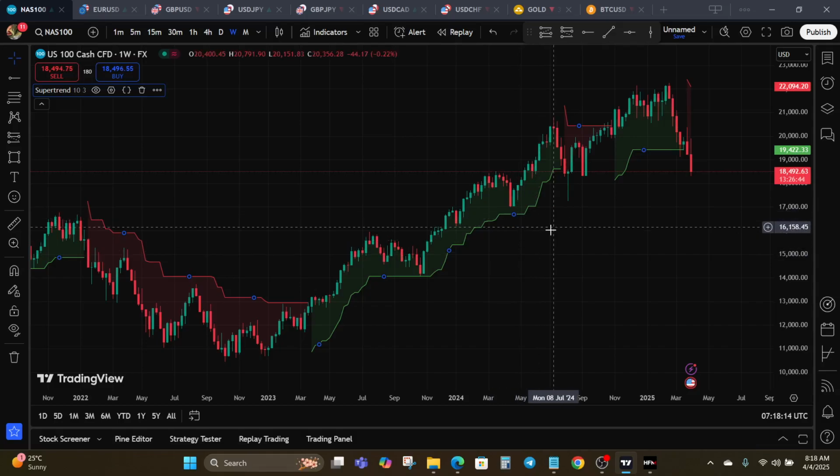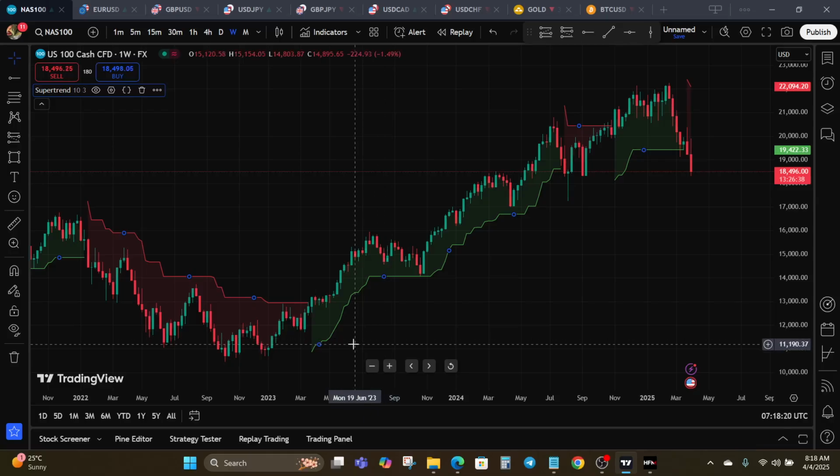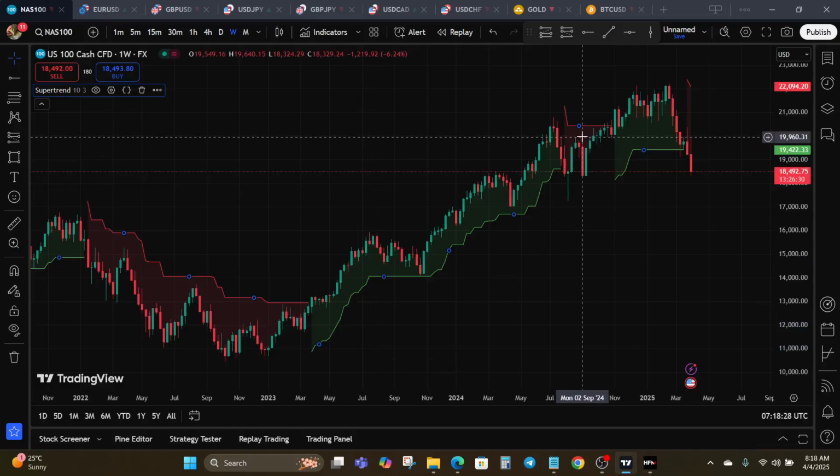Once the super trend flips from red to green on the weekly, that's our cue to look for a long setup. When it flips from green to red, that's our short signal. But we don't just blindly enter. That's where confirmation comes in.